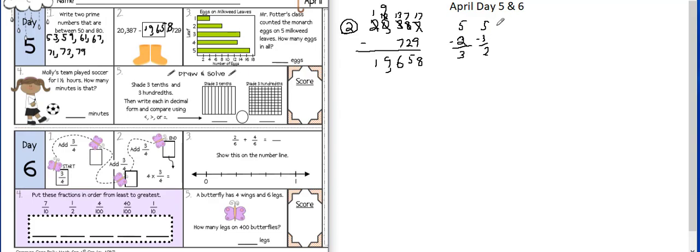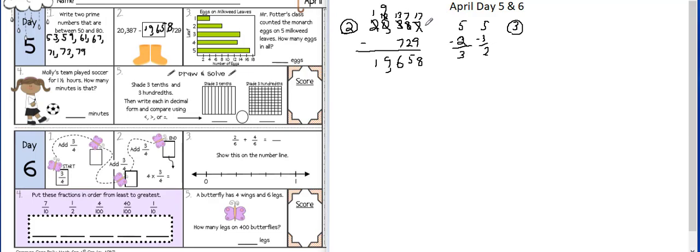Alrighty. Number 3. Oh, this was not good for my eyes. Actually, full disclosure, I had to zoom in to try and figure this one out because it's hard for me to see. So right here, eggs on the milkweed leaves. Mr. Potter's class counted the monarch eggs on 5 milkweed leaves. How many eggs in all?